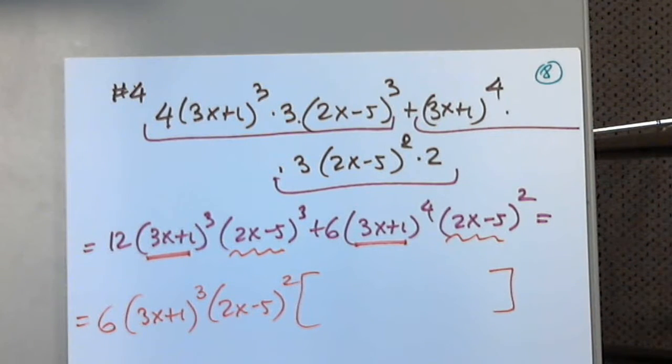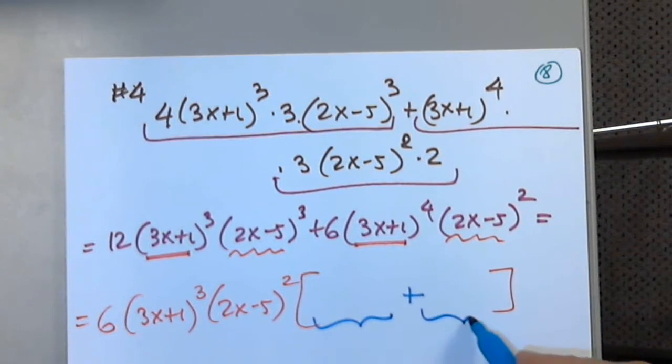What is left in parentheses? What is left and how many terms? Mandatory, how many terms? Yes, because I started with 2. Absolutely. So somewhere I will have plus. Something coming out of the first term and something coming out of the second term. Awesome. Good.